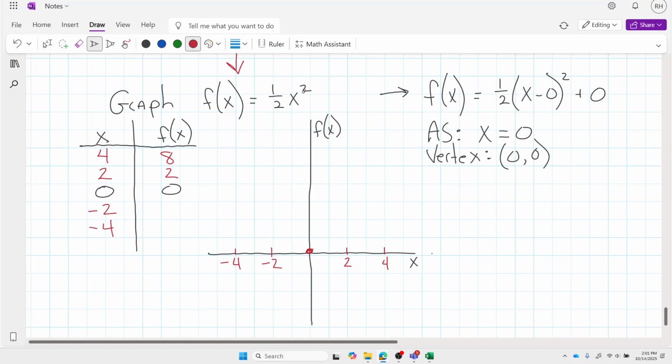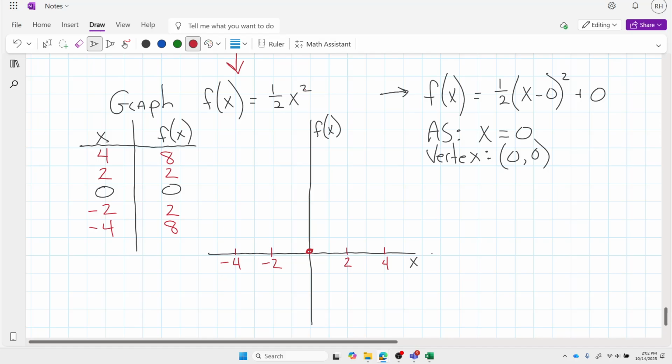So when you're squaring things, if you square a 2, you get a 4. Well, if you square a -2, you also get a +4. And half of that 4 is 2. And if you square a -4, you get a +16, and half of 16 is 8. So there's your table of values.